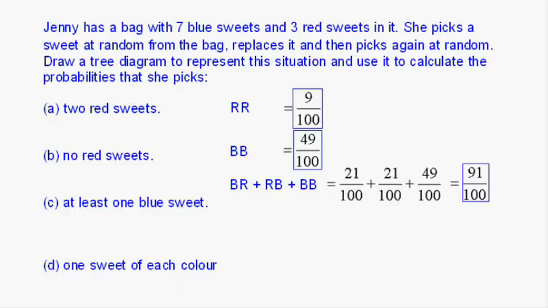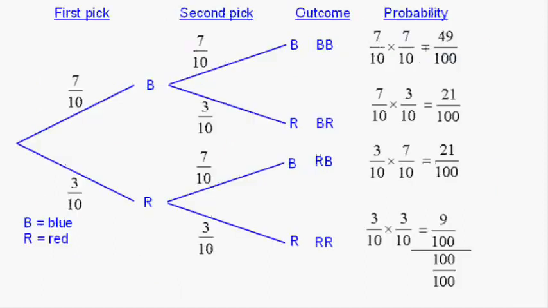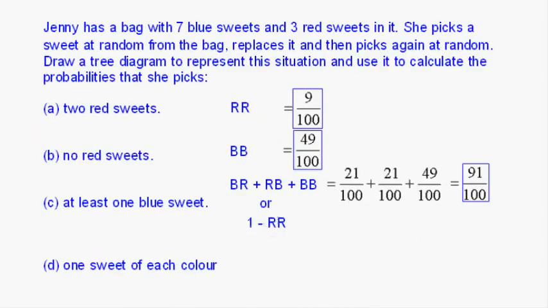So that's our answer, but there is another slightly quicker way of doing it. Let's do that as well. Now, the only one which doesn't have a blue in it is this one. And seeing as we've got all our possibilities adding up to 1, if we take this possibility away from 1, then everything else must have a blue in it, at least 1 blue. So our working is going to be 1 minus the probability of 2 reds, which is 1 minus 9/100, which is 91/100. Same answer, no surprise it's the same answer, but it's just a different way of getting to it.